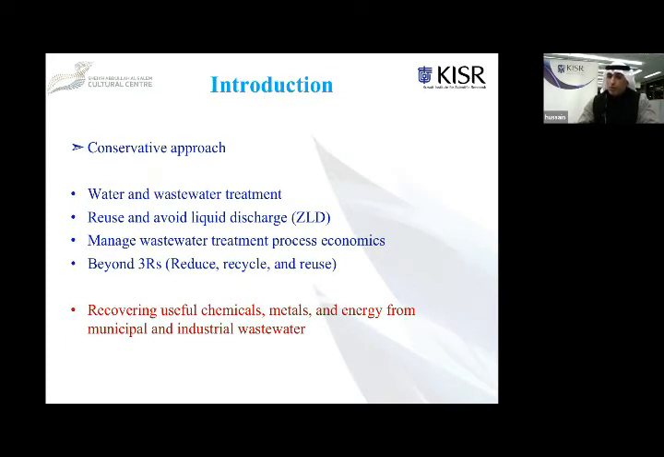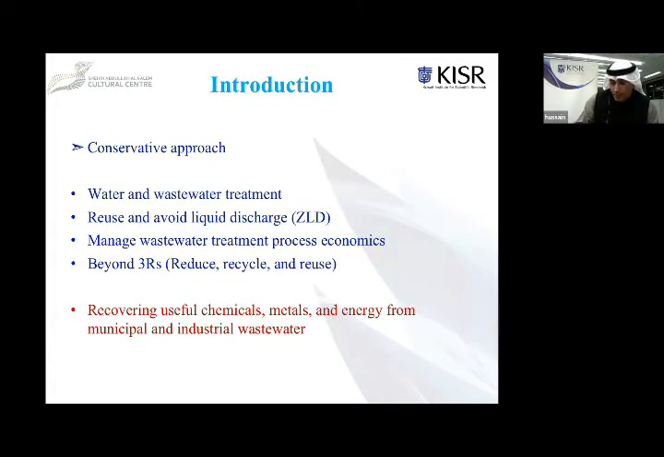So those will lead us to a conservative approach. In order to analyze or modify the assessment process, we have to see what methods we are applying or working with in Kuwait, including the water and wastewater treatment, the reuse and avoiding liquid discharge, and managing the wastewater treatment process economically.